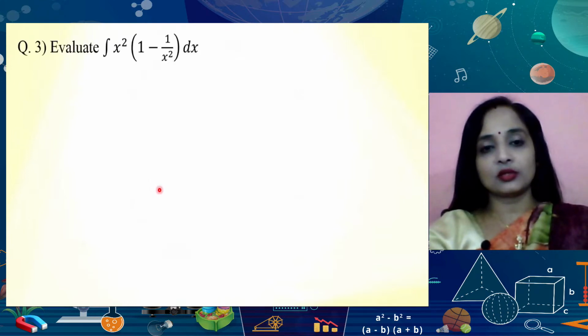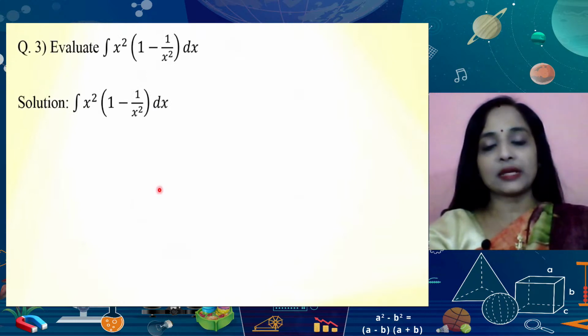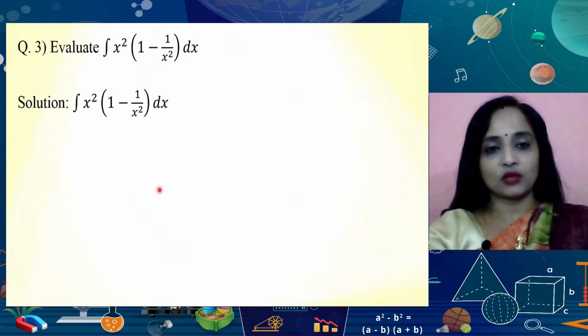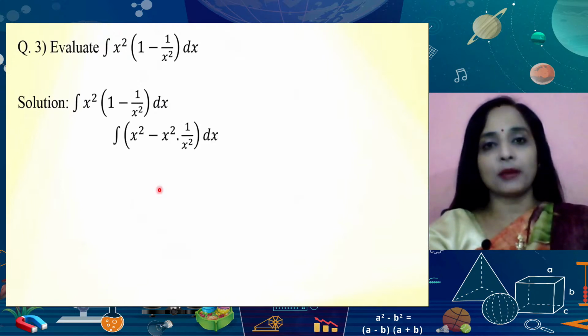Moving further to the next question. This is the question: x square multiplied by 1 minus 1 upon x square. So you see that this function is not that simple, but you can always make the function simpler before integrating it. Like you can multiply them.